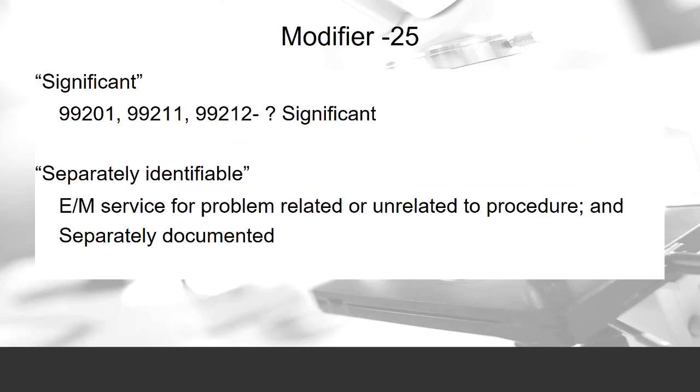If we look at this definition a little bit closer, let's first talk about what might be meant by significant. Well, I think all of us would agree that if you're reporting a low level of service with a procedure, some might question whether or not this was really a significant evaluation and management service beyond what's typically included in the E&M service for that procedure. So again, take a look at what your coding and documentation require, and if you are coding something at a very low level of service, this may not be significant enough to warrant the use of this modifier. It also needs to be separately identifiable. The E&M service actually may be for a problem that's related to the procedure, or it may be unrelated to the procedure, but most importantly it needs to be separately documented from the procedure itself.